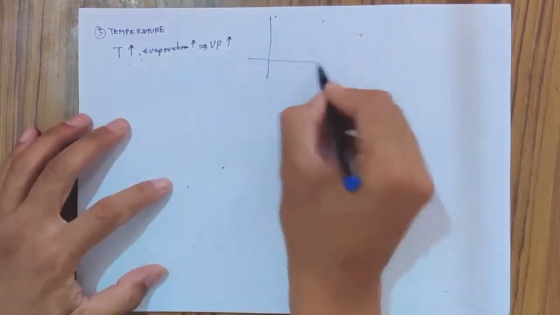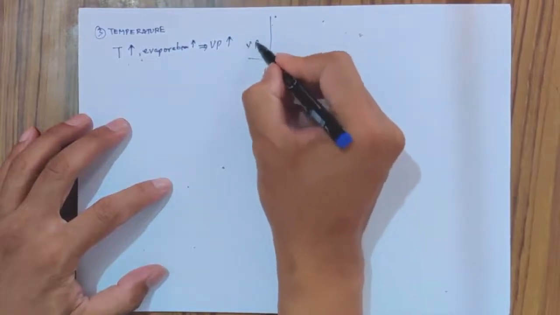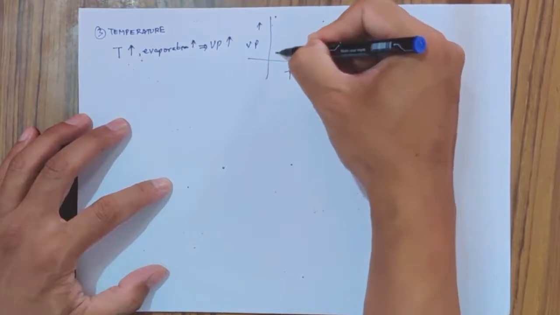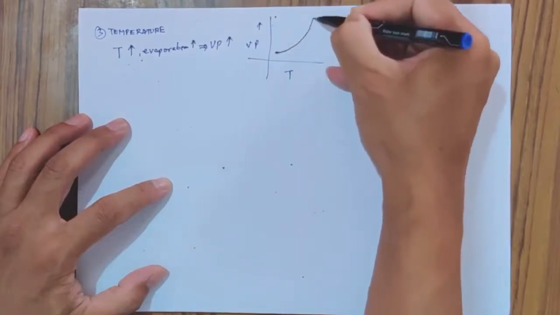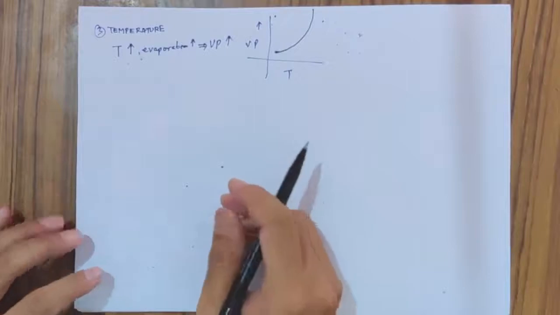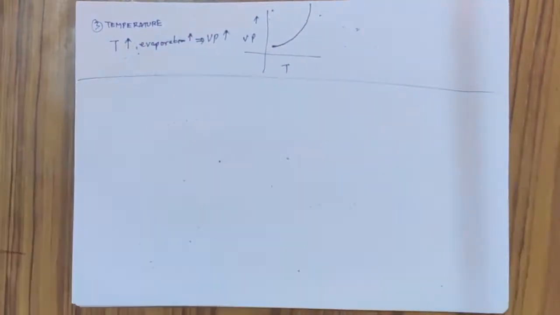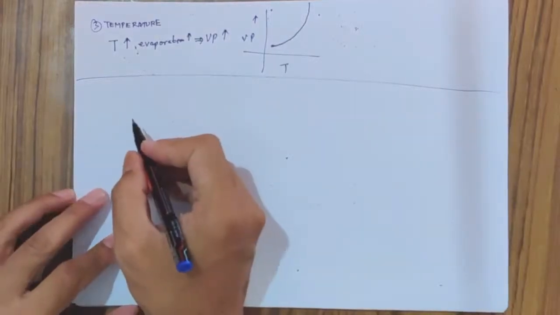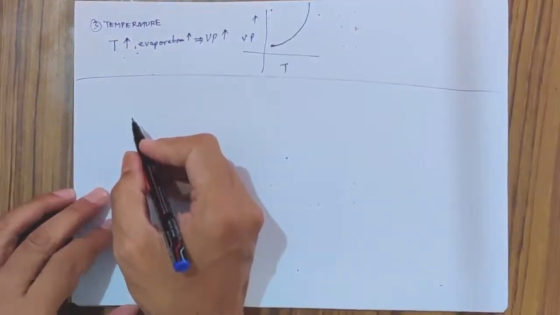So draw the graph: on the x-axis, temperature, and on the y-axis, vapor pressure. As temperature increases, vapor pressure increases. These are the factors on which vapor pressure depends.